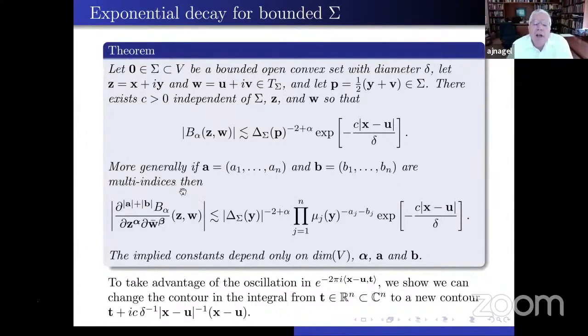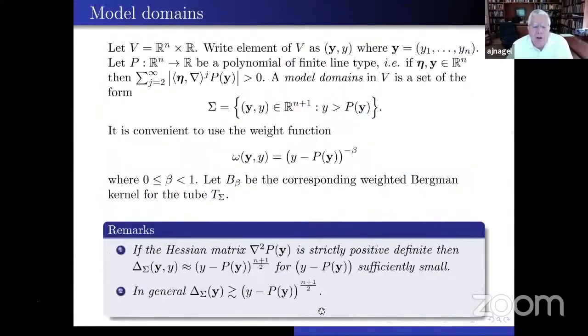More generally, if I take derivatives, this, of course, is not ZW. This should be ZZ. I wish I could prove off-diagonal estimates in general, but this is a diagonal estimate of derivatives. It's the same thing as above, but again, each derivative involves a loss of one of these distances to the boundary, these parameters. So where does this come from?